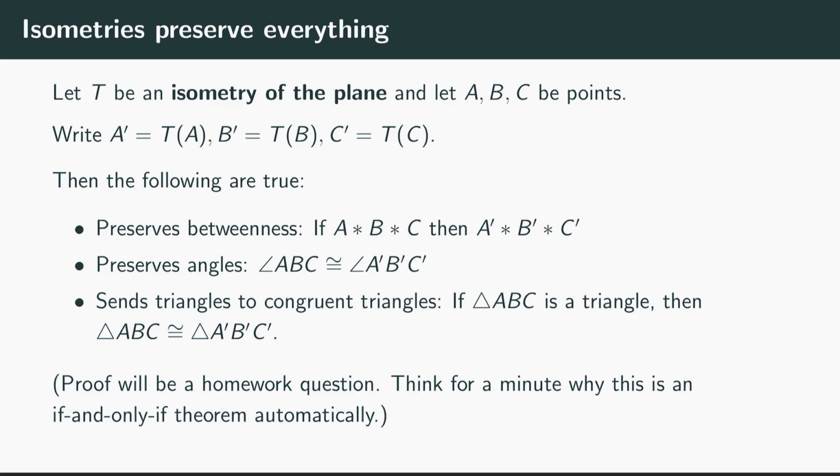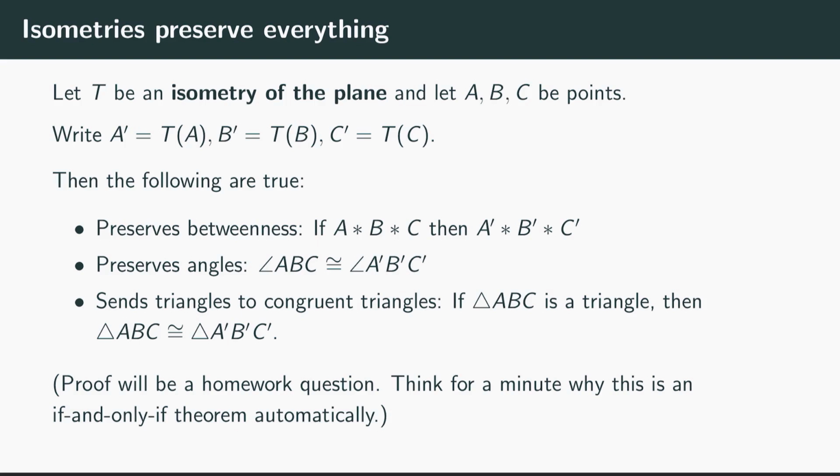Okay, if they are not on a line, and we want to talk about an angle here, the angle ABC is congruent to the angle A prime, B prime, C prime. So an isometry is an example of a conformal transformation. It preserves angles.